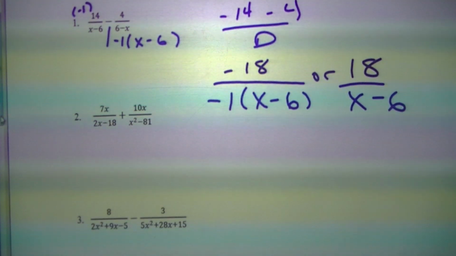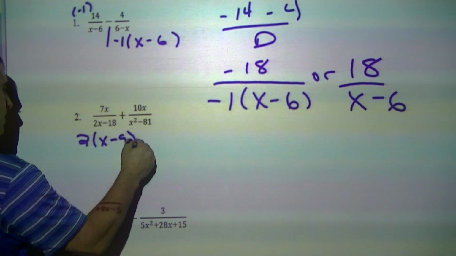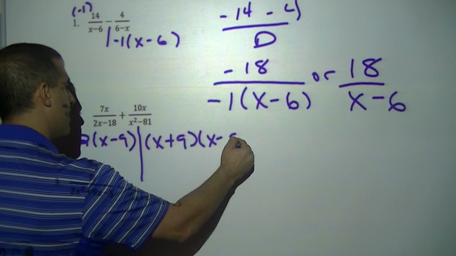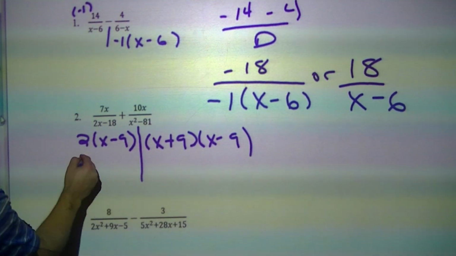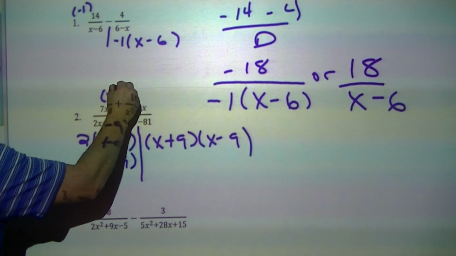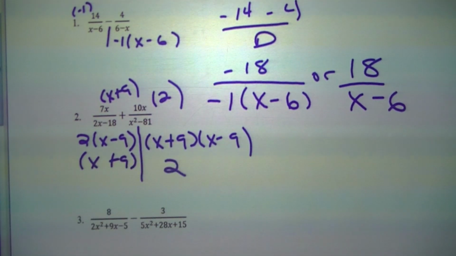Moving on to number 2. On this one, I got to take out a 2. I'll be left with this. On this side, it would be x plus 9, x minus 9. If you need to use equa for your calculator, do that. This side is only missing x plus 9, so I got to multiply that by the top. This side is only missing 2. It already has those other things.